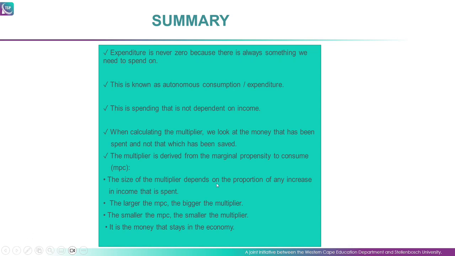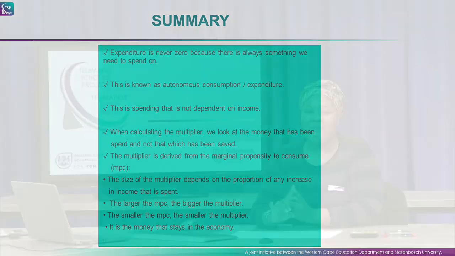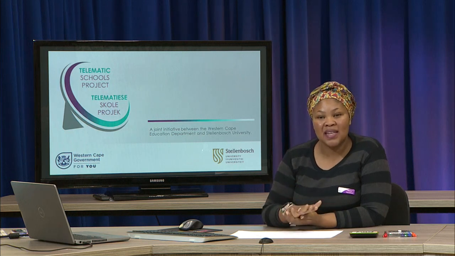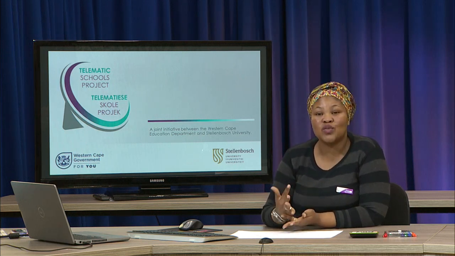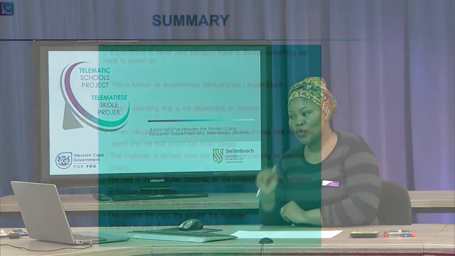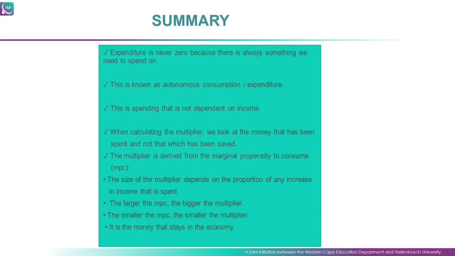Just a summary now of what we've actually dealt with today. Expenditure: we need to remember that expenditure is never zero, because as much as your salary might be too little, you still need to do spending, because you have basic needs that you need to take care of. You need to have food, whether you have too much money or too little money. So that's why we say that expenditure is never zero, which is also known as the autonomous consumption. There is always something that you need to spend on.